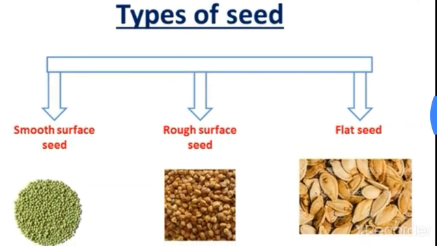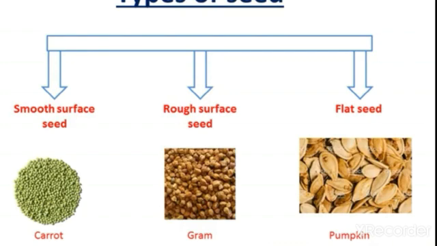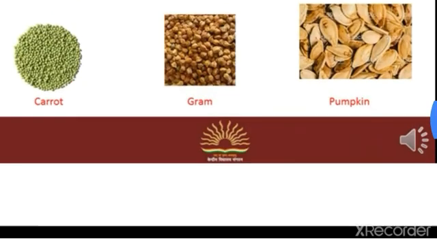Now, types of seeds. There are many types of seeds in texture. Smooth surface seeds, as you can see, there are carrot seeds, rough surface seeds, for example gram, flat seeds like pumpkin seed.